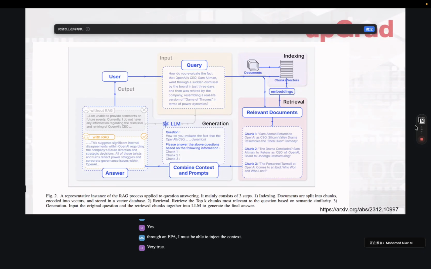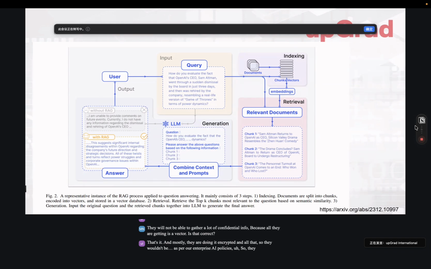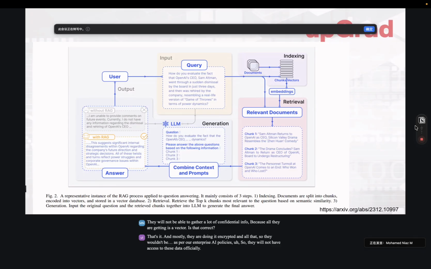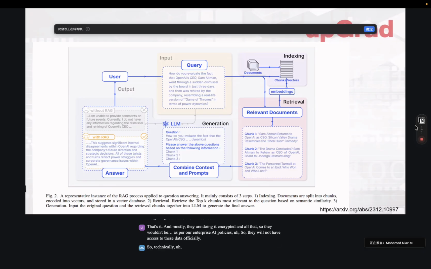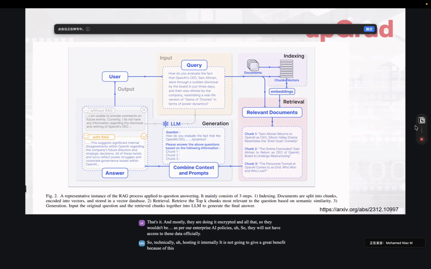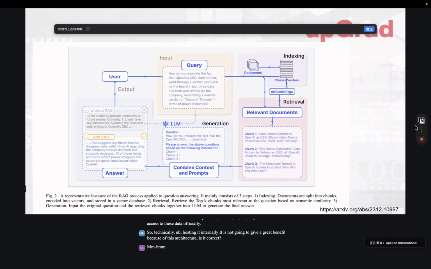Very true. And for those companies hosting the LLM, even if they are extracting the chunk vectors, they will not be able to gather a lot of confidential information because all they are getting is a vector. Is that correct? Mostly they are doing it encrypted too, and as per our enterprise AI policies, they will not officially have access to this data. So technically, hosting it internally is not going to give a great benefit because of this architecture. Is that correct? What does that mean?